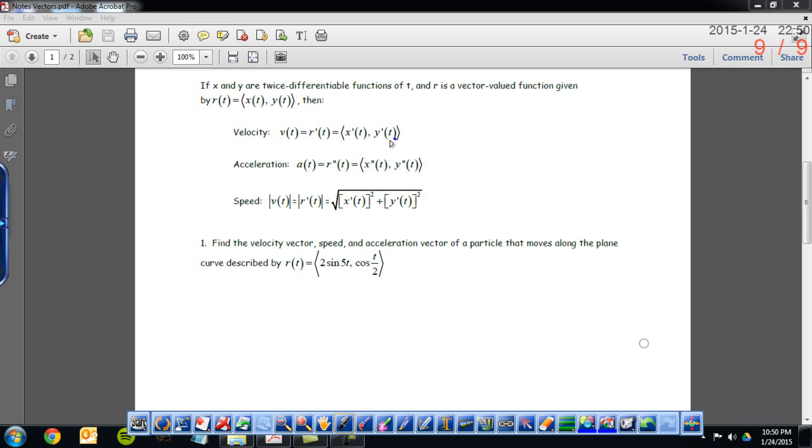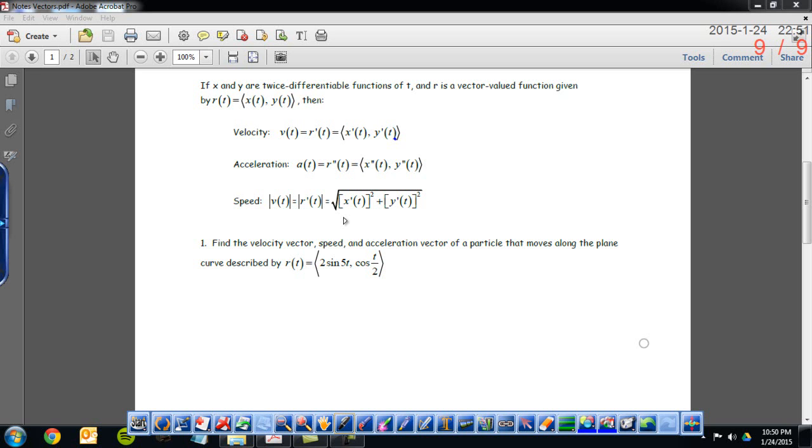And the acceleration is the same way. The acceleration is going to be the second derivative of the position function, and that's going to equal x double prime comma y double prime. You literally just take the derivatives of x and the derivatives of y. And then speed is the magnitude of velocity. So speed would be the square root of x prime of t squared plus y prime of t squared.